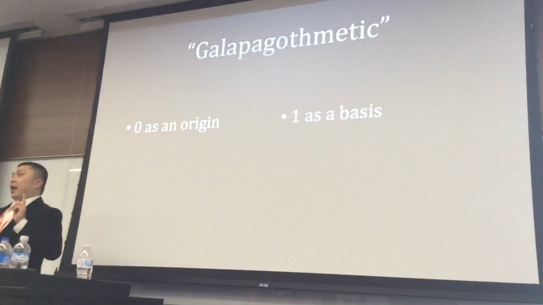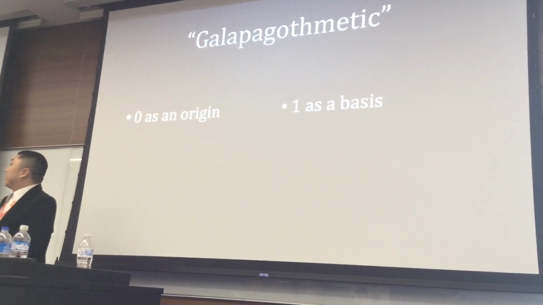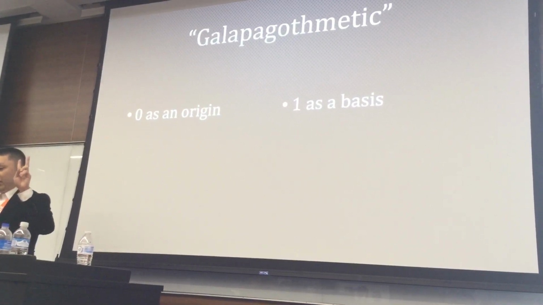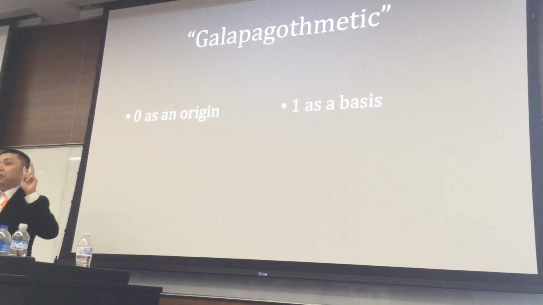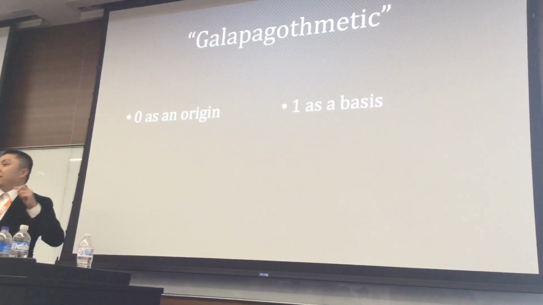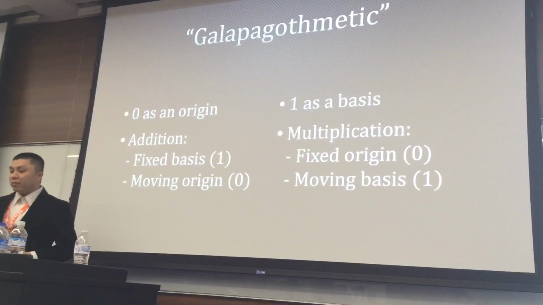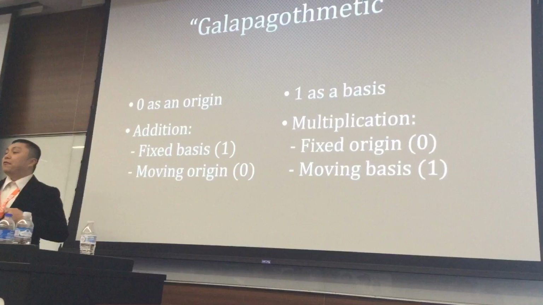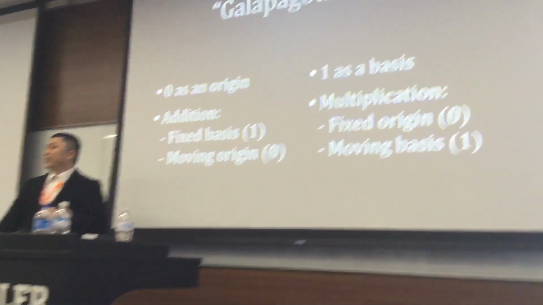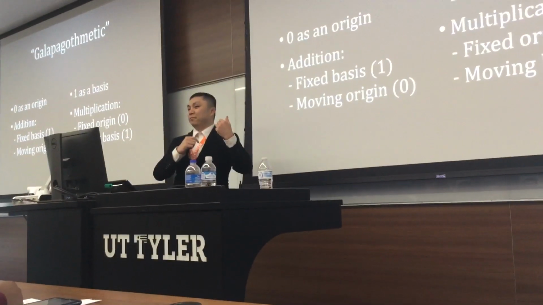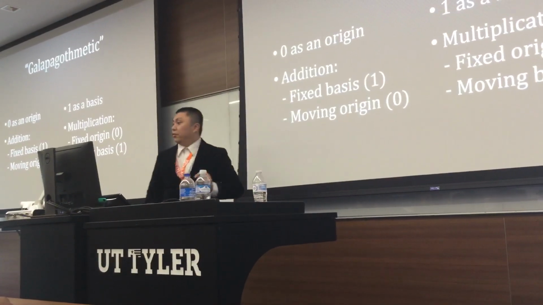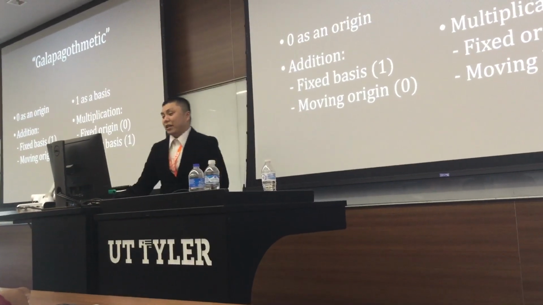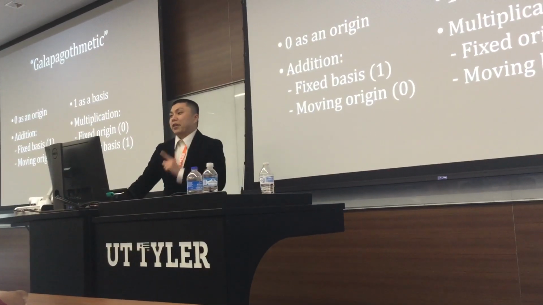So this is how she does it. 0 is an origin, and 1 is a basis. Two important numbers, and two important fundamental operations, which are, of course, addition and multiplication. Addition is fixed basis and moving origin. Multiplication is fixed origin and moving basis. Can you see the symmetry between those two? Okay, it's not clear. It's not easy to understand if I just say it in words, so let me demonstrate it.